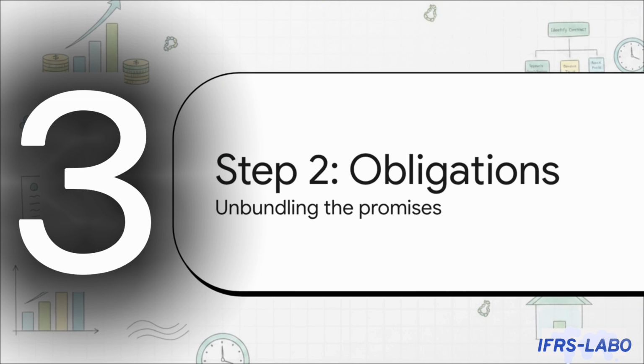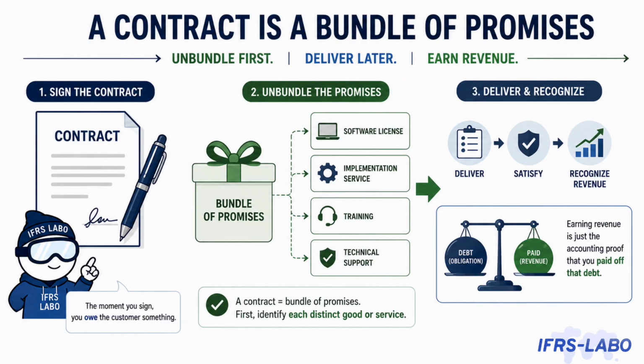Section 3. Step 2. Performance obligations. Unbundling the promises. Right, so a contract is really just a bundle of promises. And before you do anything else, you have to unbundle it into distinct goods or services. The very moment you sign a contract, you owe the customer something. Earning revenue is just the accounting proof that you paid off that debt.